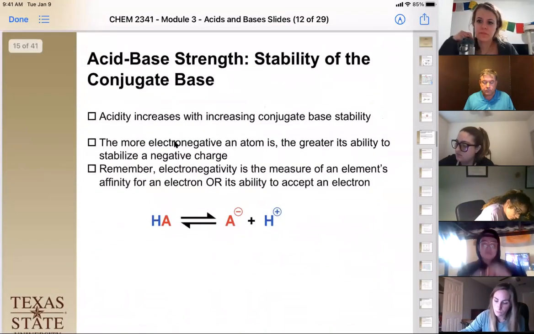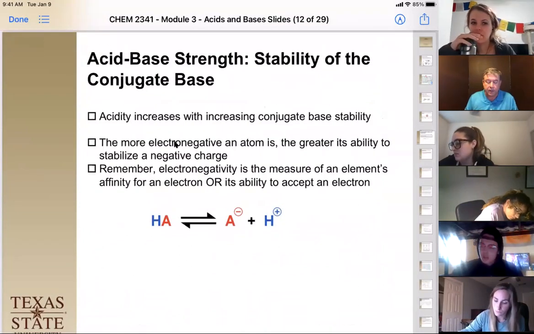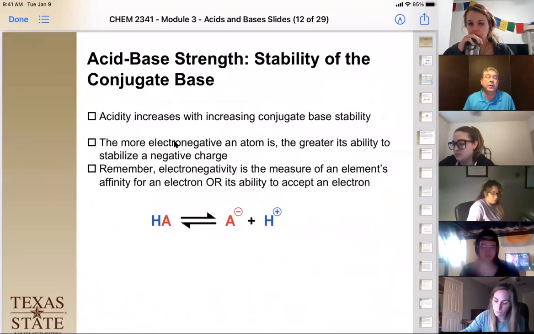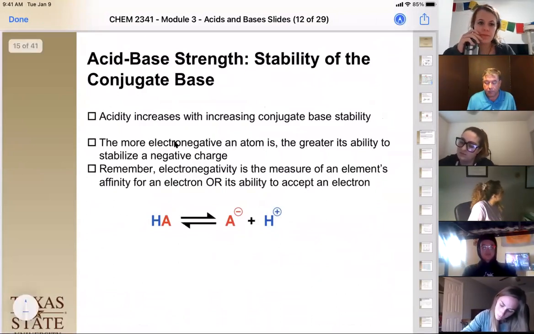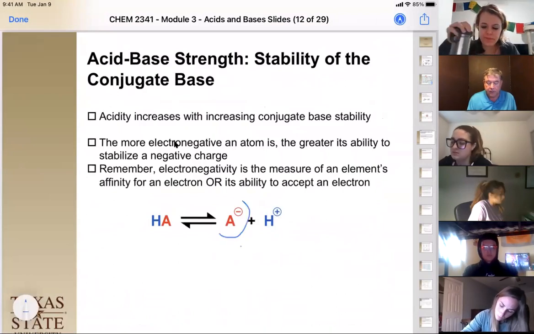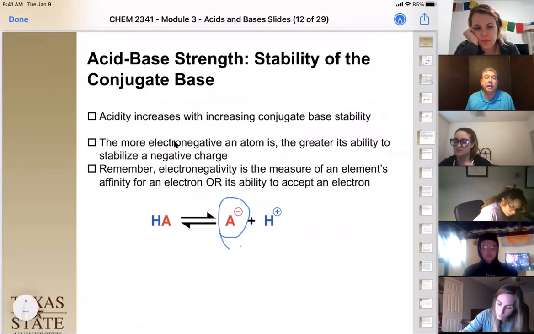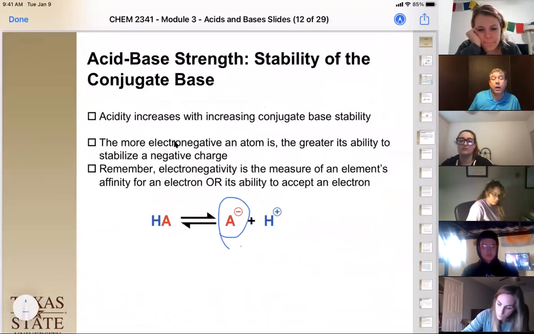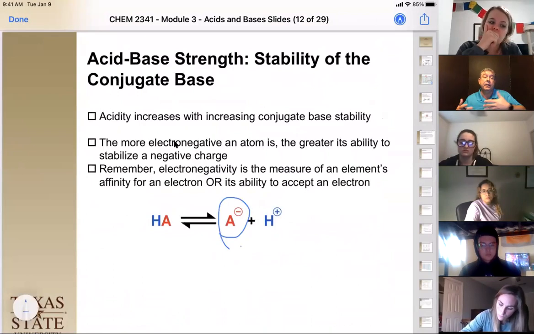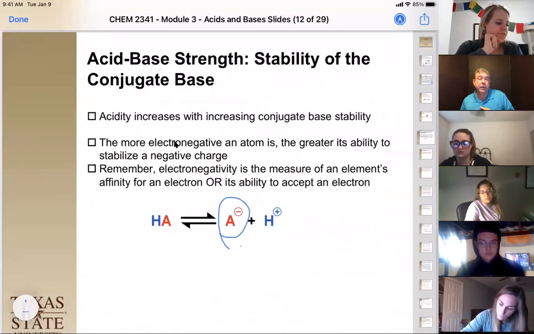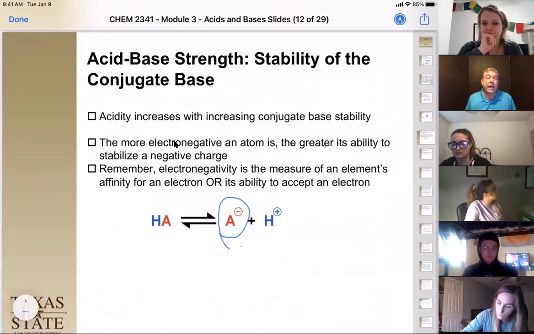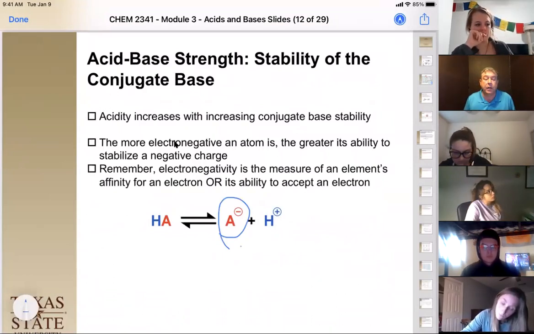So the first thing we're going to talk about is the stability of the conjugate base. The stability of the conjugate base means if it wants to be an anion, like a chloride ion or something like that, it's going to want to be in that conjugate base state. And more electronegative atoms tend to have a greater ability to stabilize that negative charge. Think about fluorine. Fluorine has an electronegativity of 4.